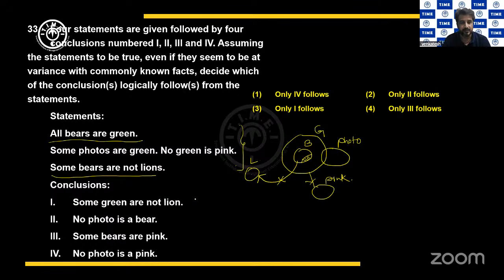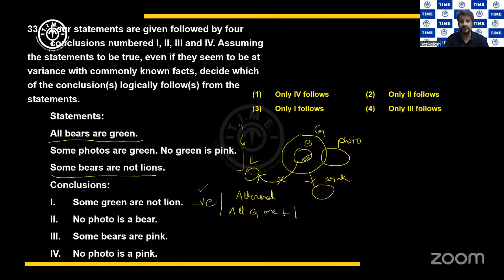But let us go with the conclusions. First one is a negative conclusion. Some green are not lion. Is it true? Some green are not lion? Yes. Negative conclusion true. So we have to go for alternate. What is the alternate for that? All green are lion. All G are L.